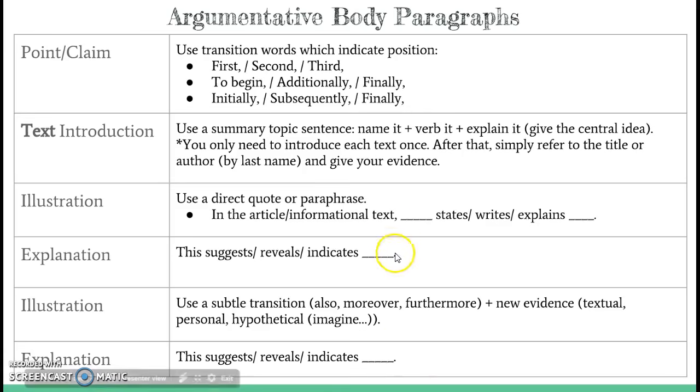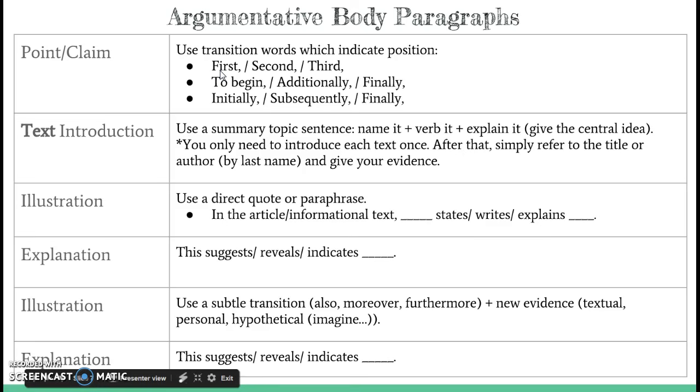So each of my 3 body paragraphs is going to start with a point or a claim. So this is going to be my first reason why I'm taking the stance that I'm taking. So I will start by using a transition word which indicates position. So good transition words to begin each of these 3 body paragraphs are listed here.